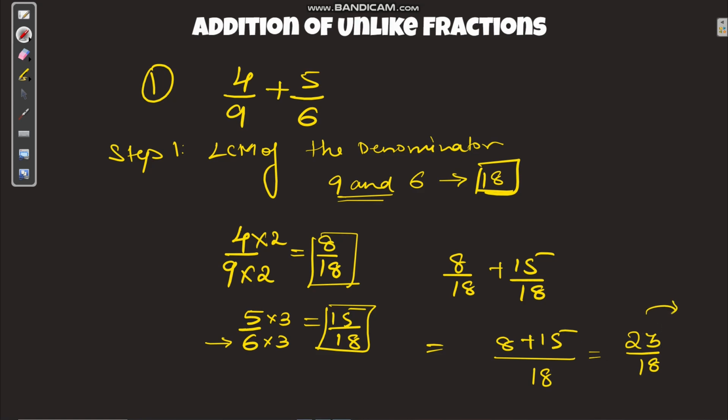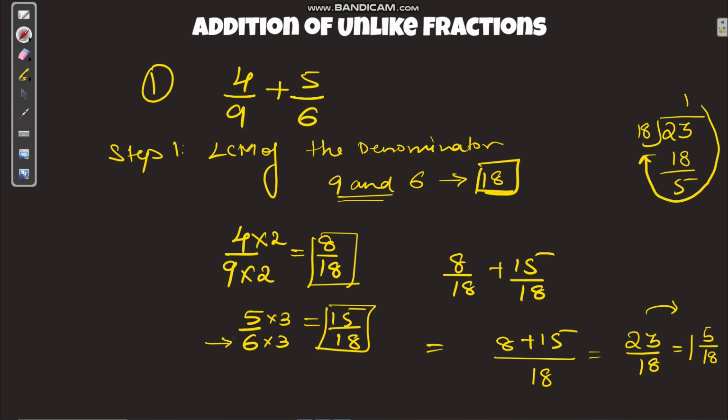So let's convert it to a mixed fraction. To convert it to a mixed fraction, just do long division. 18 ones is 18 and 5 is your remainder. You start from the quotient, go to the remainder, and then your divisor. So your answer is 1, 5 by 18. You don't write your dividend. You start with the quotient. Quotient is 1. You write the remainder as the numerator, and the denominator is your divisor.